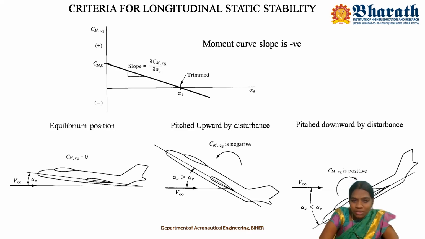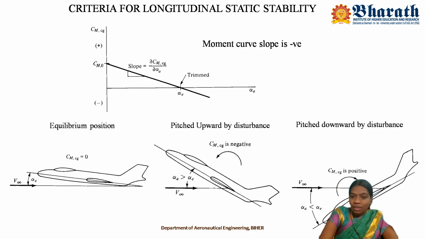Now go to the plot. When the angle of attack is greater than the trimmed angle of attack, how about your CMCG? It falls in the negative y direction. Till alpha E, it is in the positive y direction; beyond alpha E, it is in the negative y direction. So when alpha A is greater than alpha E, CMCG is negative. By the universally accepted sign convention, when the coefficient of moment is negative, the moment is in the counterclockwise direction. When the moment is in the counterclockwise direction, the aircraft tends to move towards the original position.